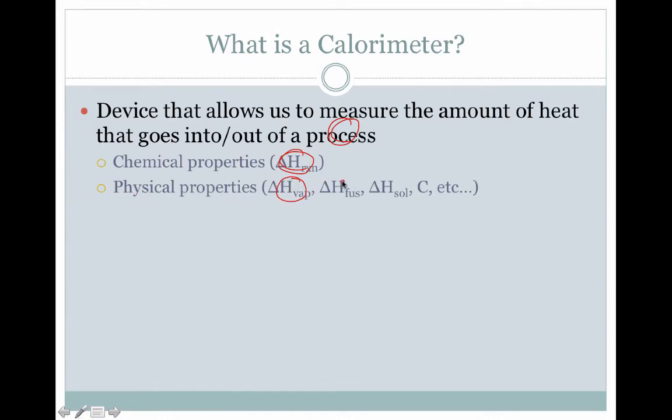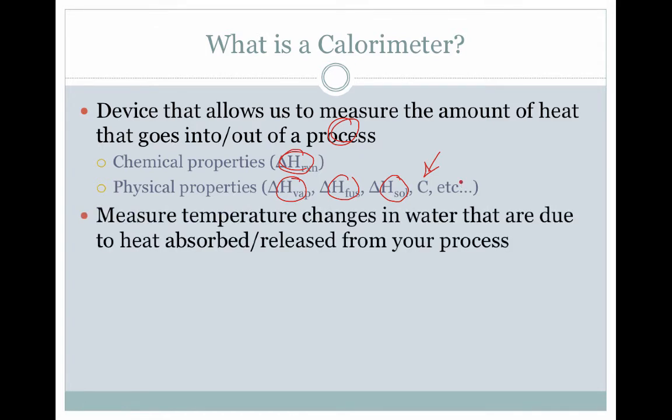These guys you'll talk about more later in the chapter. The heat of vaporization, the heat of fusion, and the heat of solution are the energies that occur during physical changes. Vaporization, for example, is the energy required to get something to boil per mole. We've already seen so far this year the concept of specific heat, C, and all of these can be measured with a calorimeter.